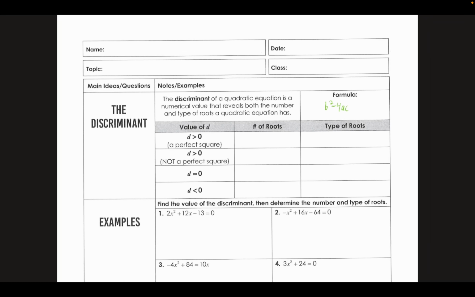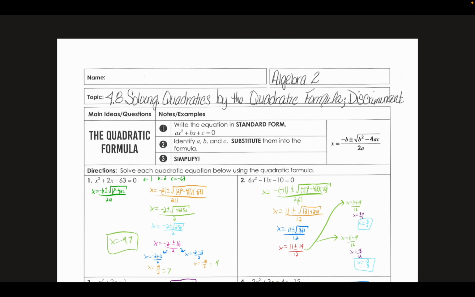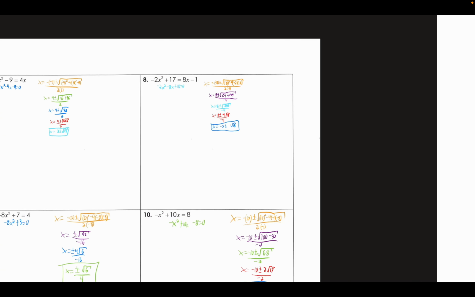And the discriminant here is a numerical value that tells what type of roots a quadratic has, as well as how many roots a quadratic has. So depending on the discriminant, we'll see that. And if we look back and see what was underneath the square root to determine this each time, actually, I'll go back and showcase that in a moment after we look at these.